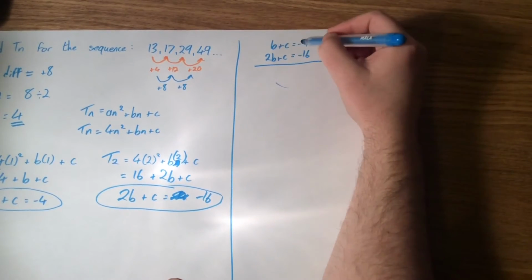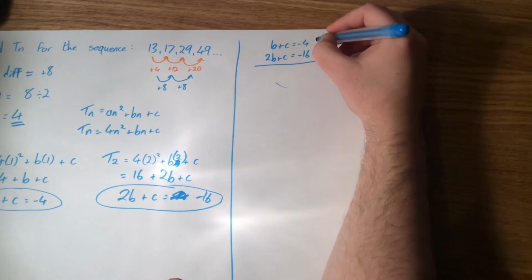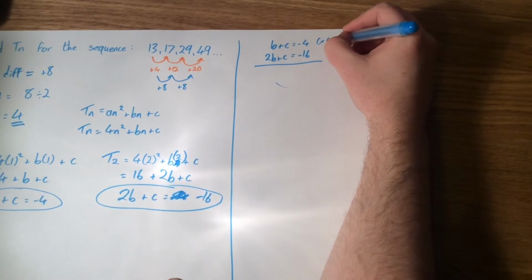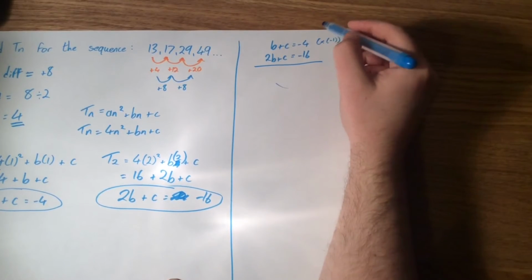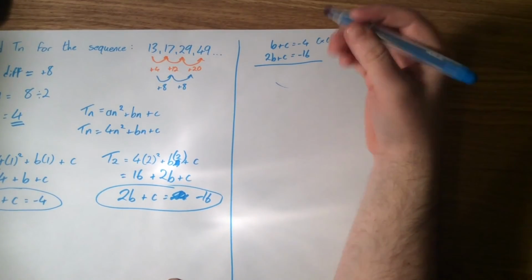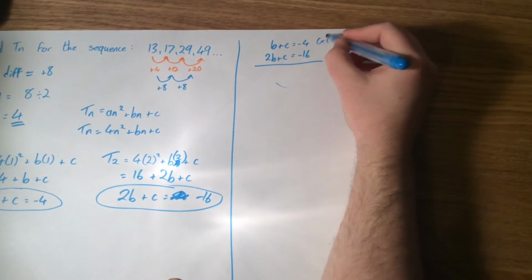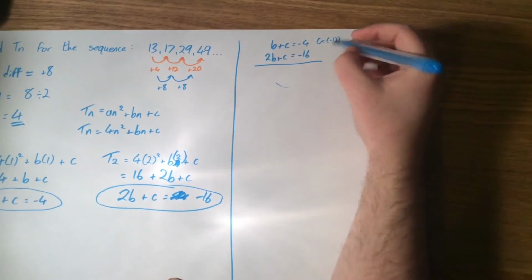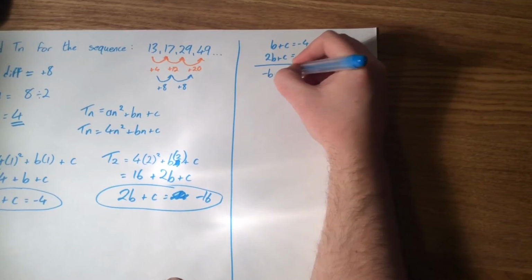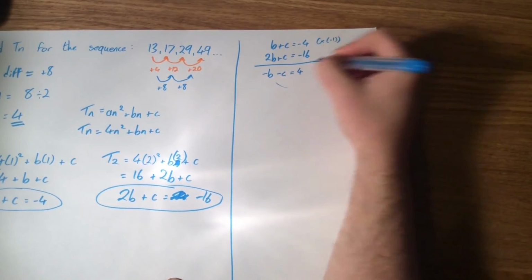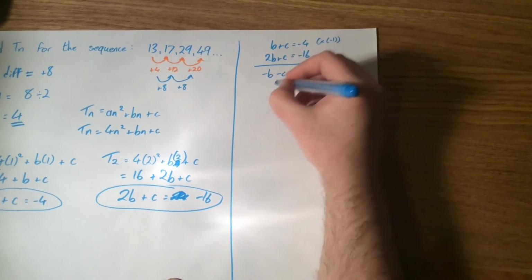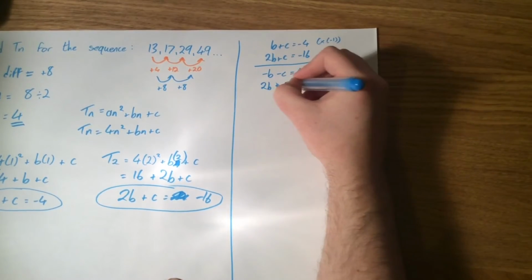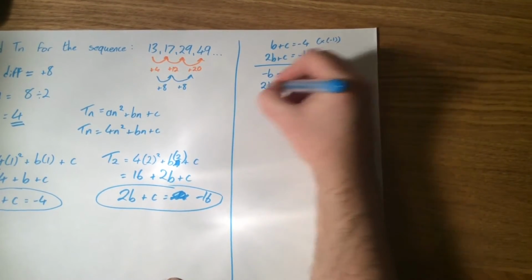But the thing is, I can't really cancel anything out just yet, so I'm just going to multiply the top line by minus 1. I can do this, I can multiply it or add to it or whatever I want, but I'm doing it in such a way that it'll convenience me in a second. So watch, if I multiply the top line by minus 1, I get minus b minus c is equal to 4. I'm not going to do anything to the bottom one here: 2b plus c is equal to minus 16.